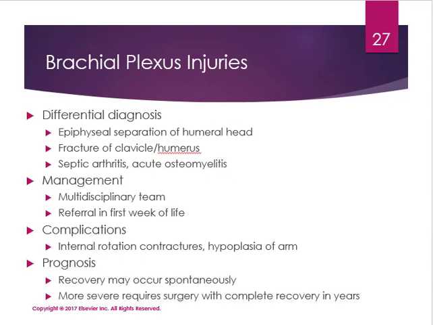Differential diagnoses will include an epiphyseal separation of the humeral head, fracture of the clavicle or the humerus, and possibly septic arthritis or acute osteomyelitis. Management is going to be multidisciplinary with referral to health professionals who specialize in treating brachial plexus injuries. This referral should take place in the first week of life. And the initial goal of therapy is to maintain passive range of motion, maintain supple joints and muscle strength.